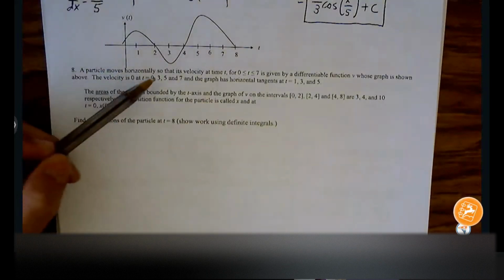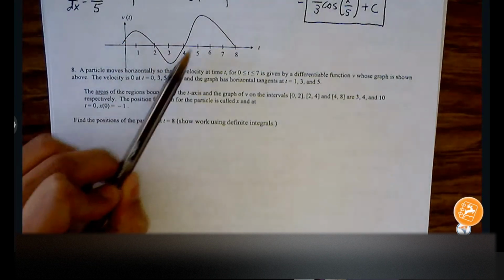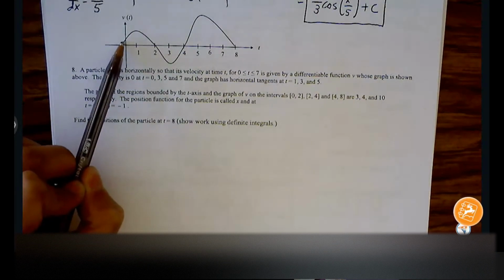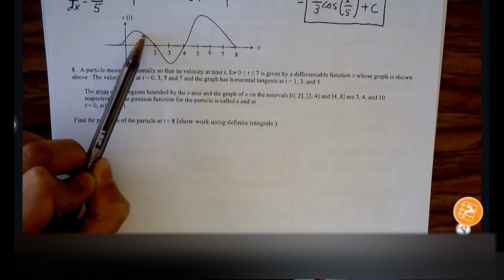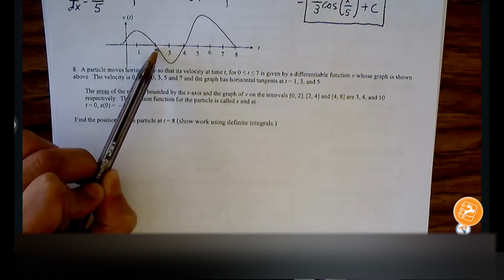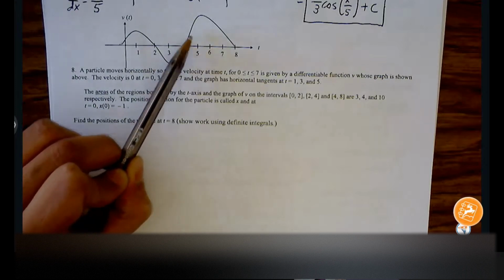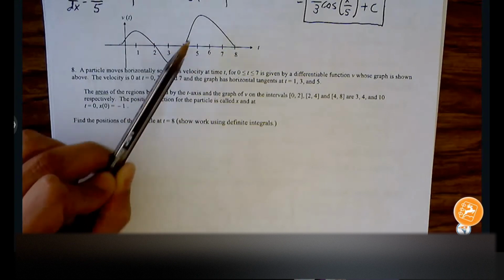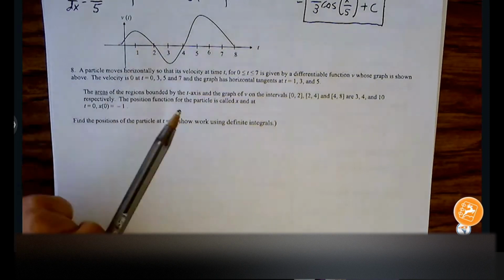A particle moves horizontally so that its velocity is given by the function. So here we have a function that tells us the velocity of a particle at any moment in time. We can think of this as the particle moving to the right, speeding up, slowing down, but then eventually coming to a full stop, turning around, and going left for 2 seconds, stopping, turning around, and increasing in velocity moving to the right. And the area in each of these regions tells us how far he travels in the direction that he travels in.